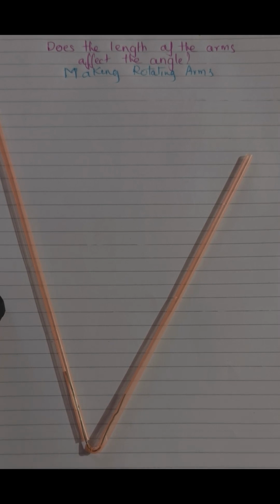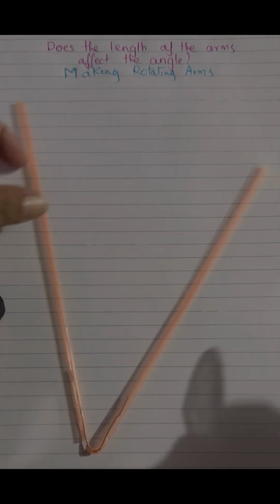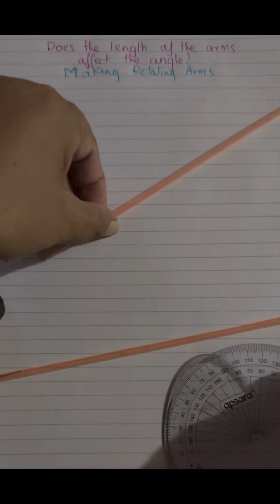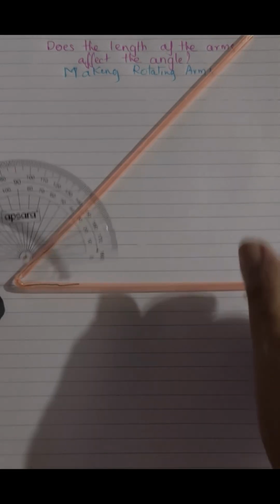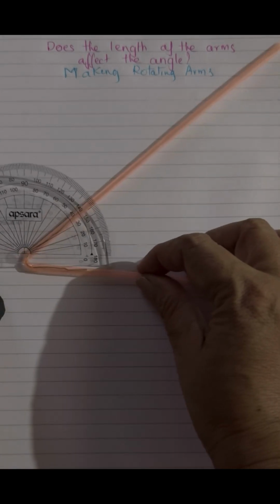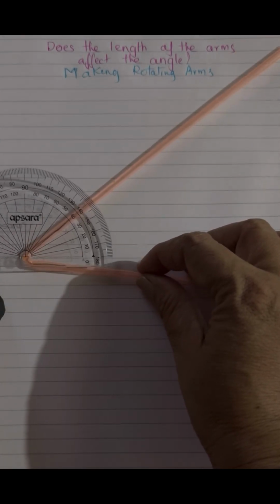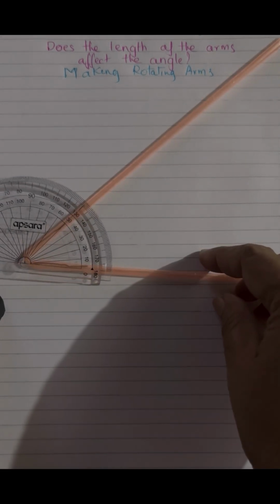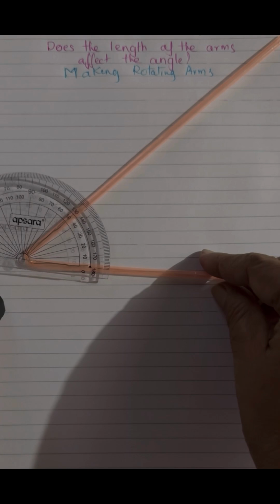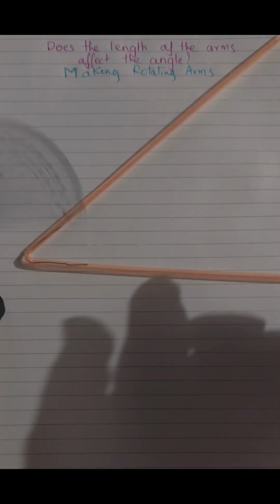Now, there is a challenge given: can you reduce the angle? So, let us first measure the angle. Let us see what the measure of the angle is. If I use the protractor, this is 50 degrees. The angle is 50 degrees.